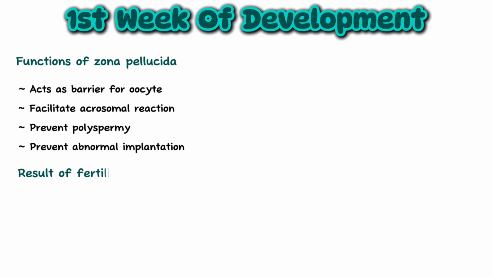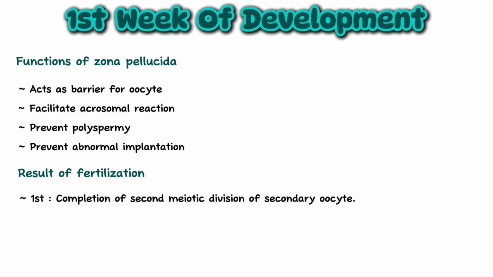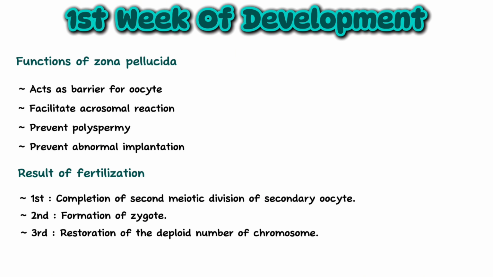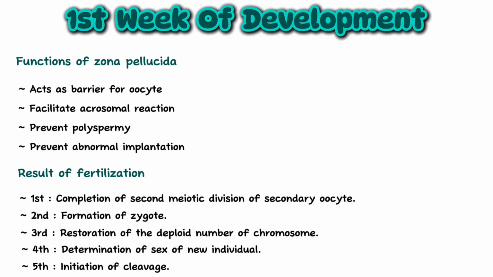Now, what are the results of fertilization? If we see serially, then at first, completion of the second meiotic division of the secondary oocyte occurs. Then second, formation of the zygote occurs. Third, restoration of the diploid number of chromosomes occurs. Fourth, determination of the sex of the new individual. And fifth, initiation of the cleavage begins.